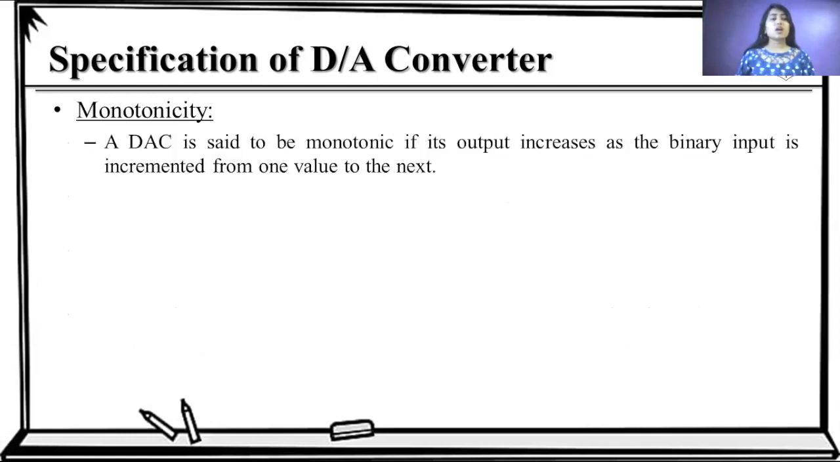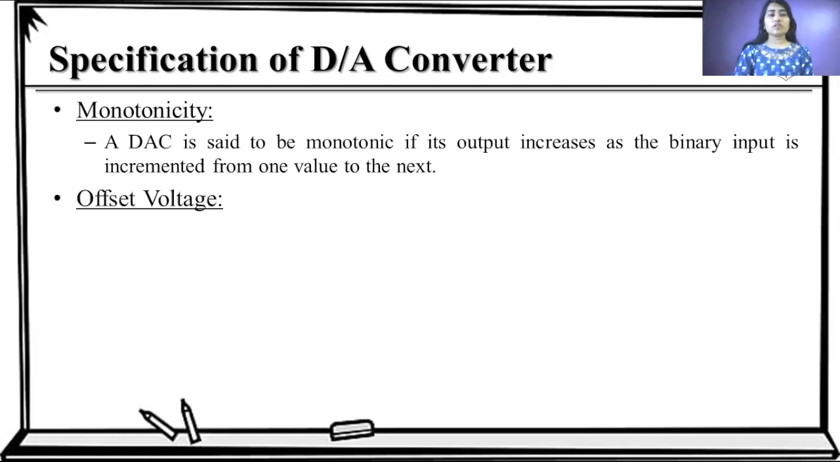Monotonicity. A DAC is said to be monotonic if its output increases as the binary input is incremented from one value to the next. Whenever the output increases for each and every binary input, that means the D2A converter is monotonic.